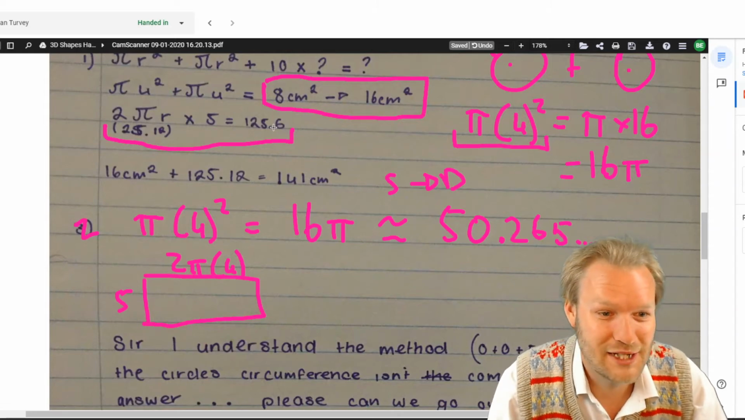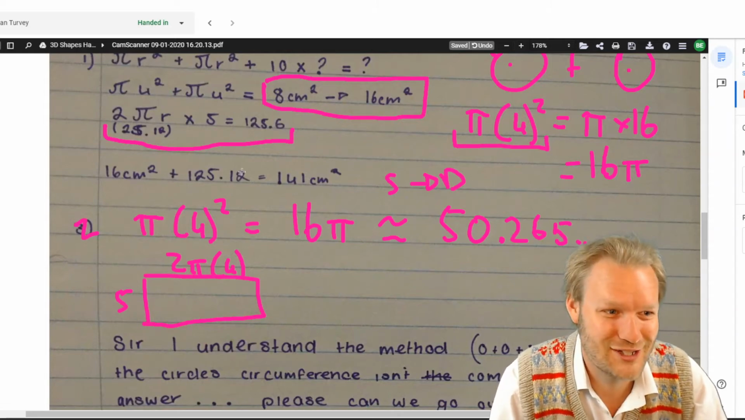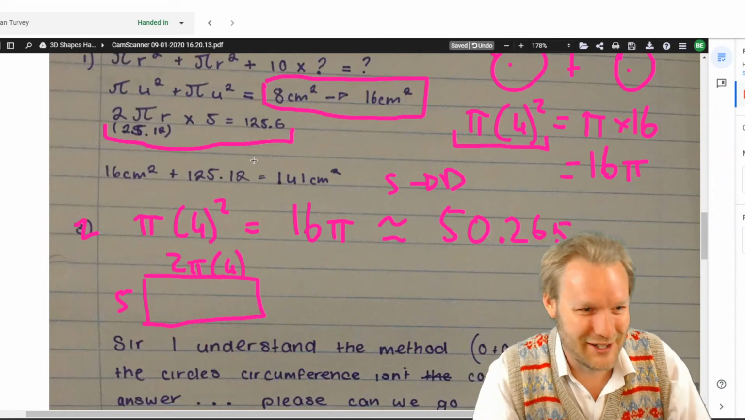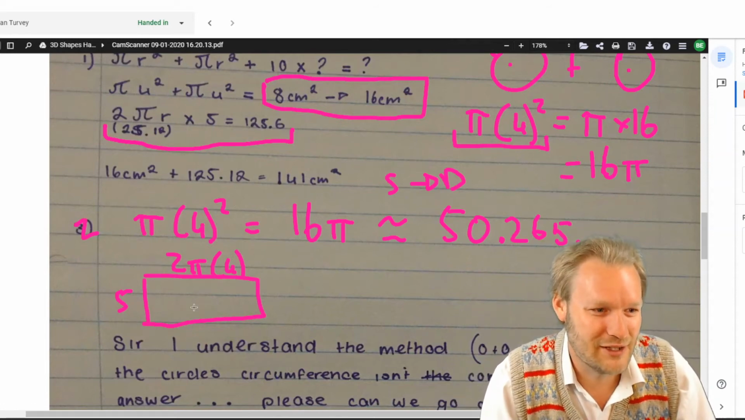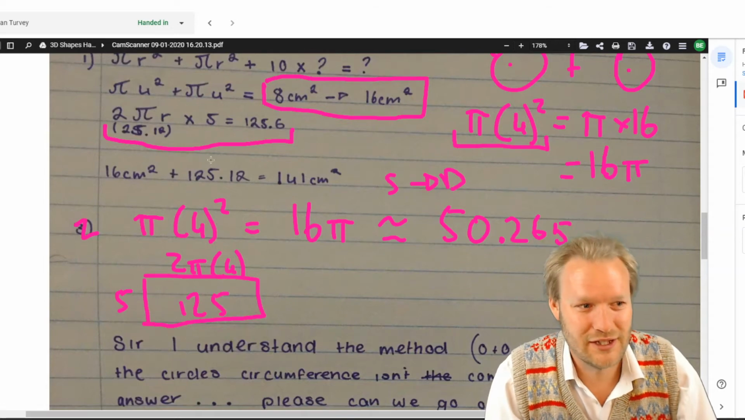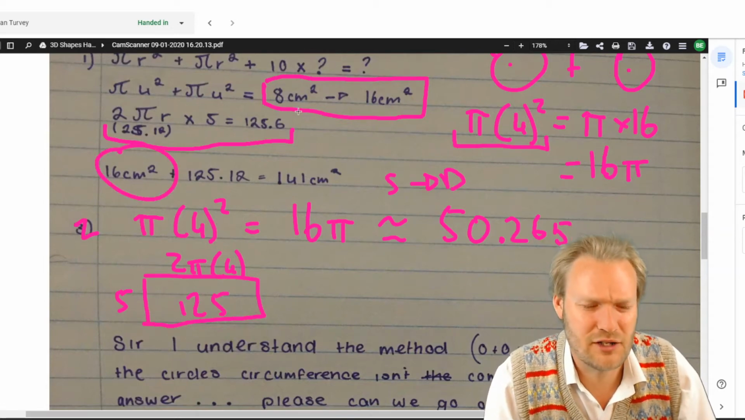I don't know why I'm telling you all this S to D nonsense, because clearly that bit shows that you know the S to D part. So that part there is 125, and then you'll get the right thing. So it was just in that first part.